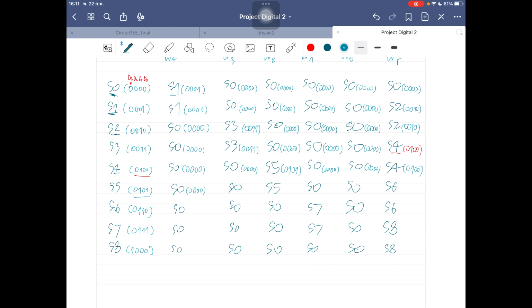State 0. State 5, what's the name? 0101. State 6, what's the name? Its name is 0110. Then, like this. Okay. State 0. State 7, what's the name of state 7? Its name is this. And we get this.